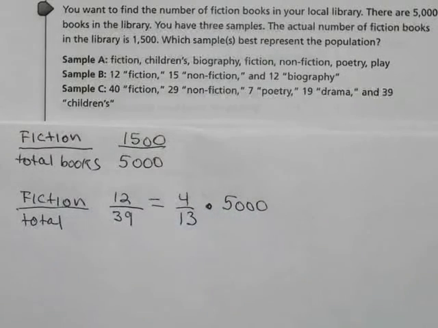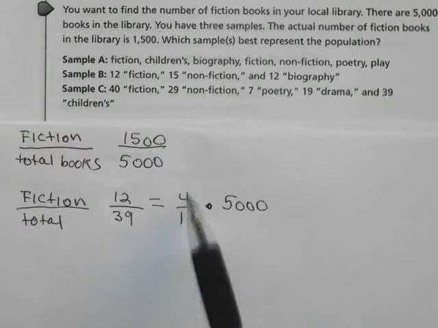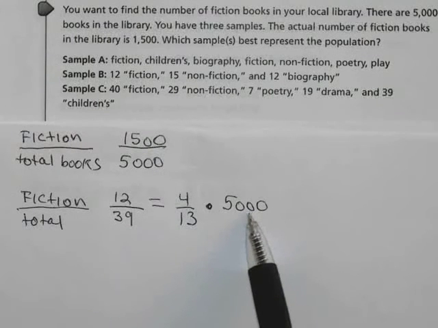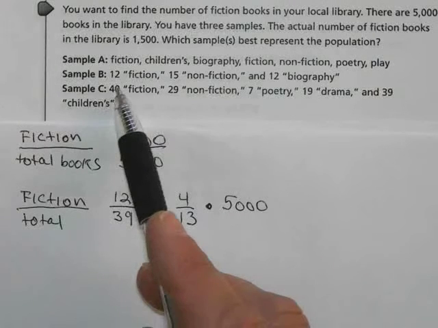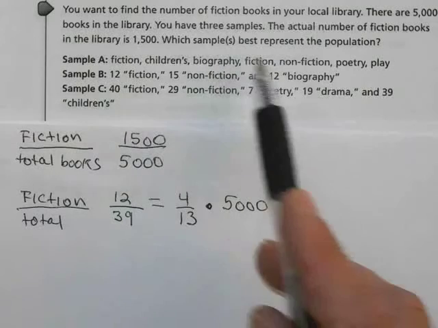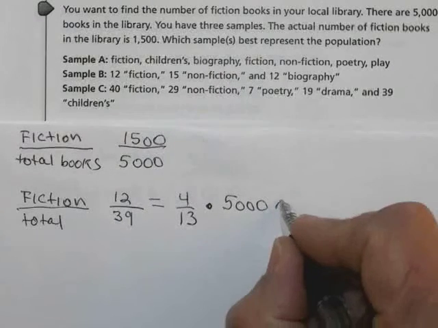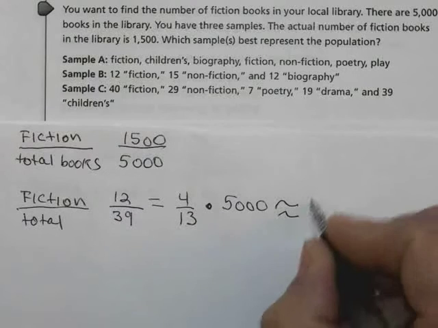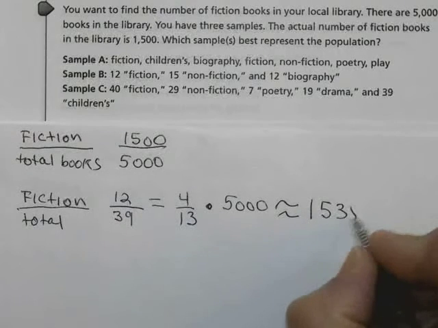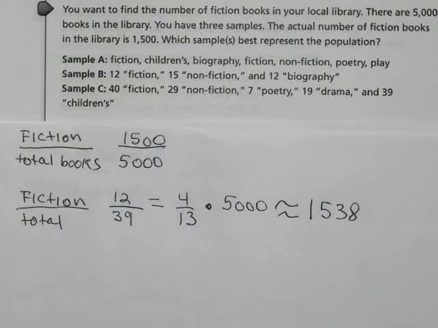Where did that 5,000 come from? That 5,000 is the total number of books in the library. And if this is a good representative sample, I should end up with 1,500, right? If 4/13 of 5,000 is 1,500, then B would be the best sample to represent the population. And if I do multiply that, I'll find out that this is approximately 1,538. So that means that would come out to be 1,538 fiction books.